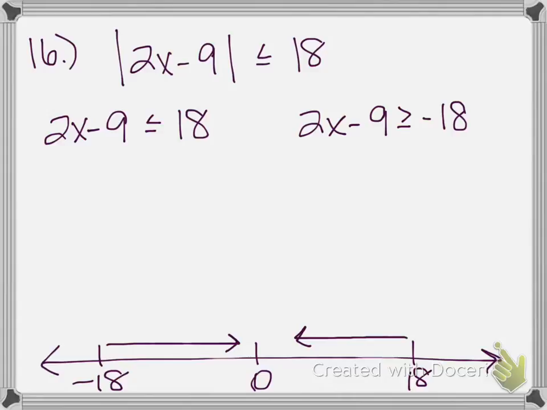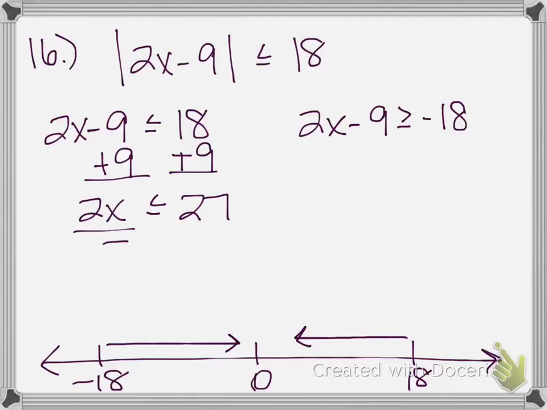The way I remember it is I write it once, the way I see it, just drop my absolute value symbols, and then I rewrite it, reverse my sign and take the opposite of my number. It's kind of like leave, change, opposite, but with inequalities. Now I can solve them both individually. I would add 9 to both sides. That gives me 2x less than or equal to 27, divide by 2. Oh no, fractions. That's okay.